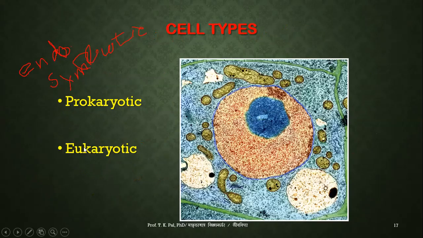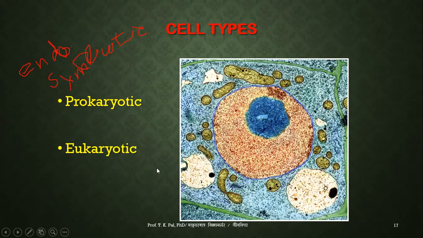How the eukaryotic cell developed from the prokaryotic cell is explained by a beautiful theory called the endosymbiotic theory. We will discuss it in our next session. You will find this theory in your book, and I will discuss it in the next session.